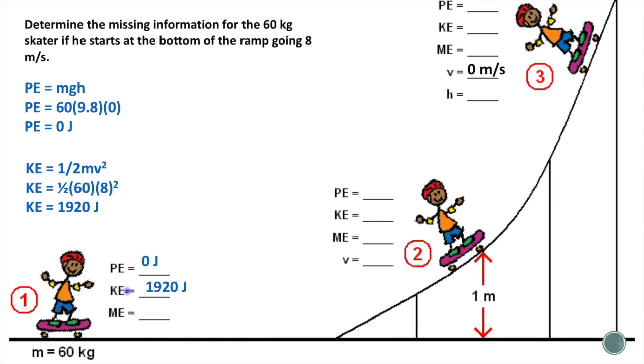Now for mechanical energy, I'm simply going to use that mechanical energy formula and add them together. 0 plus 1920. I don't even really have to write this down. It's just going to be 1920, right? Joules for the mechanical energy.